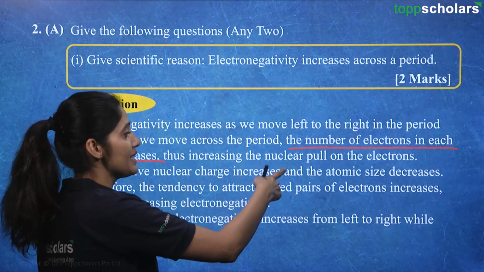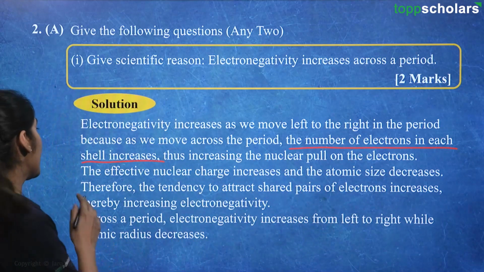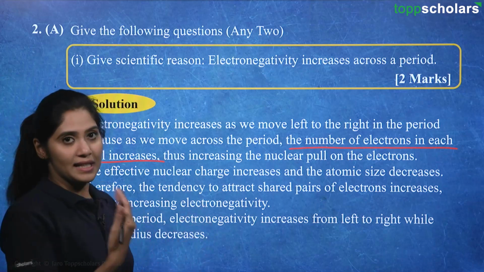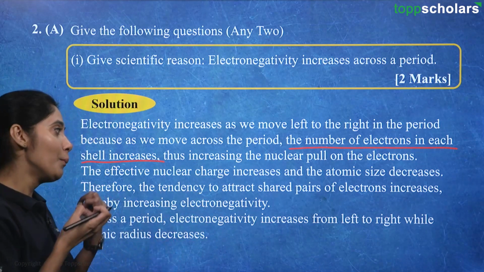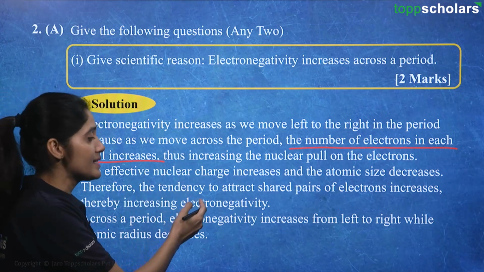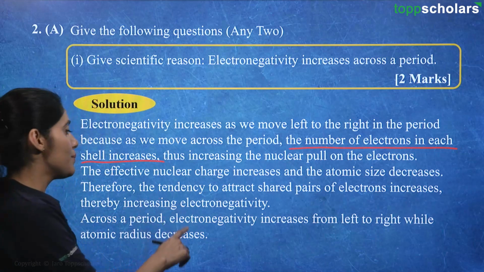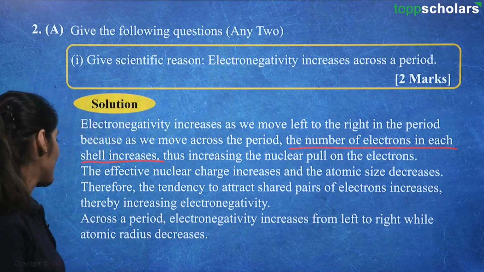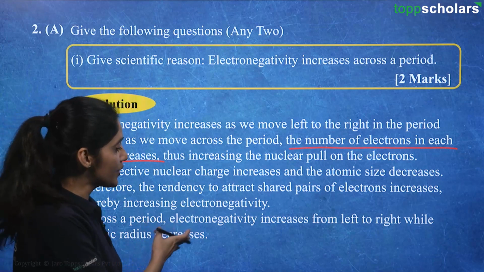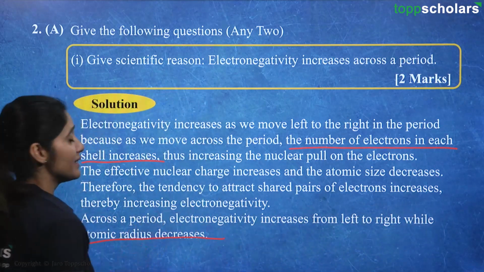So thus increasing the nuclear pull on the electrons. The effective nuclear charge increases and the atomic size decreases because of the pull. Therefore, the tendency to attract the shared pair of electrons increases, thereby increasing the electronegativity, right? Across a period, electronegativity increases from left to right while atomic radius decreases.